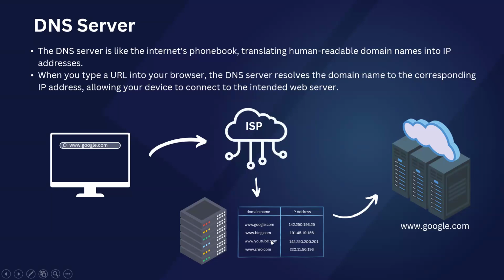Bing.com stored on so and so IP. YouTube.com stored on so and so IP. Show.com stored on so and so IP. So here there's a record for every domain and its corresponding IP address. And when that IP address is known, it then reaches the Google server.